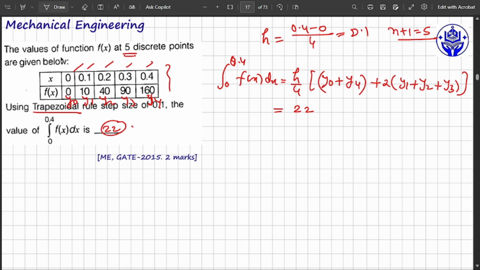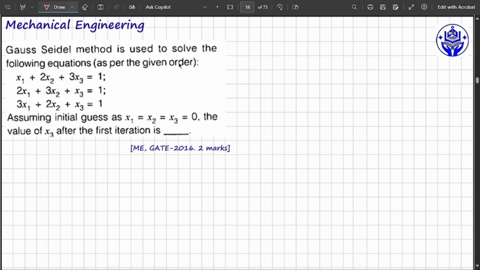Okay, next will be related to system of linear equations. These are the equations, and in this case we are going to calculate it using the iteration method. So the Gauss-Seidel method: basically the Gauss-Seidel method is used to solve the following equations as per the given order, assuming initial guess x1, x2, x3 as 0. It means I have x1 as 0, x2 as 0. This is representing the iteration number. Okay, x3 as 0. That is the initial guess.